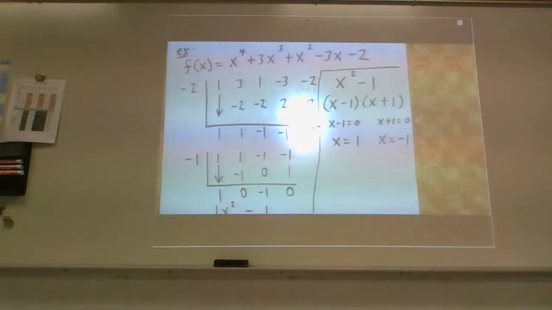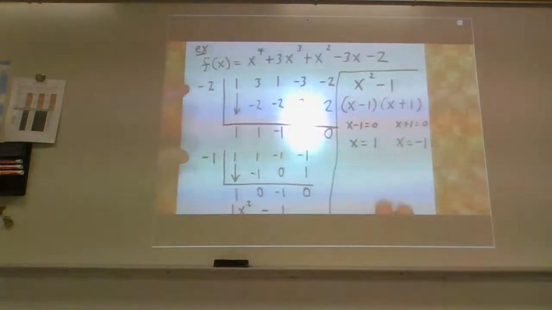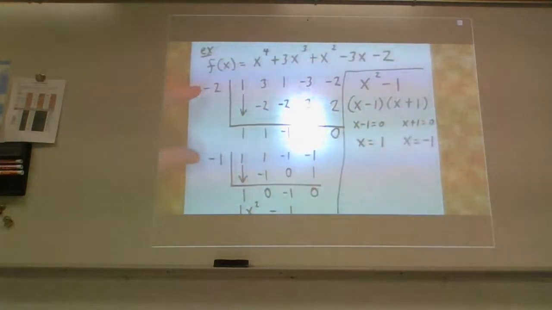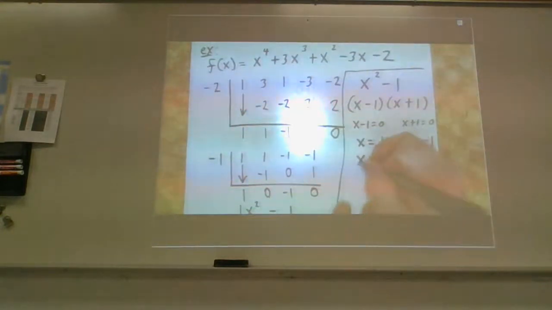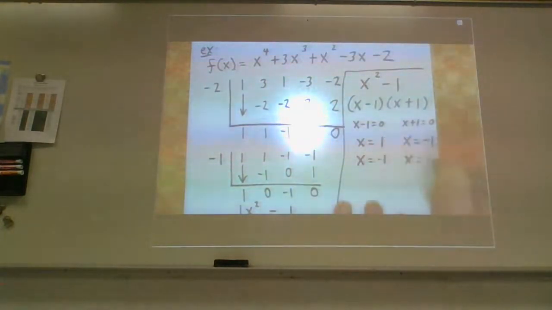But don't forget these two numbers over here, the ones that I'm kind of trying to point to. Do not forget these two numbers on the side right here. You proved those earlier. X equals negative 1. X equals negative 2.